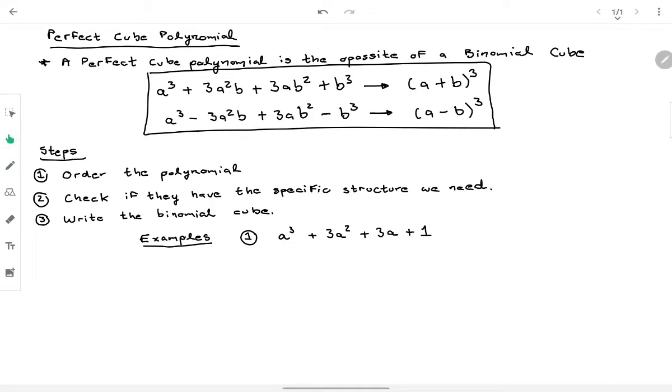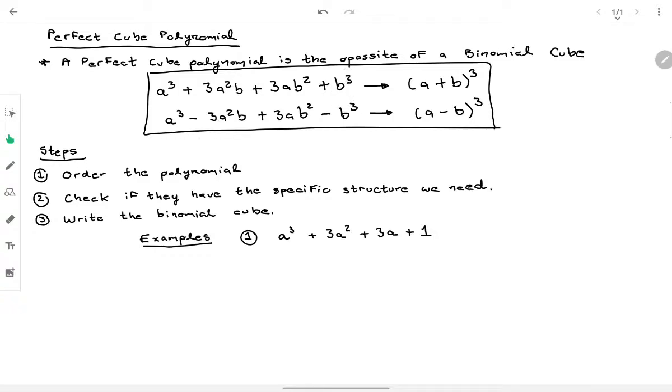So today's topic is going to be perfect cube polynomial. A perfect cube polynomial is the opposite of a binomial cube. So in this case, remember when we got a binomial cube, the answer was something like that: the first term cubed plus 3 times the first one squared multiplied by the second one plus 3 times the first one multiplied by the square of the second one plus the cube of the second term.